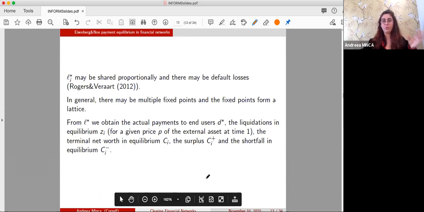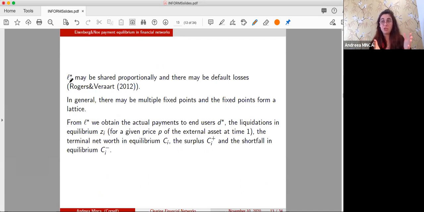So how do we share? This L_i is the total payables of bank I. How does it get shared across the debtors of bank I? Well, it can be shared proportionally, but there may also be some default losses, and there's a paper by Rogers and Veraart of 2012 that deals with default losses. In general, there may also be multiple fixed points, and it is common practice in the literature to choose the largest fixed point. In general, those fixed points form a lattice, and the largest fixed point has an economic meaning. It's like starting by first assuming that we get everything in full, and then we update what we are actually able to pay, and then because we pay less, my neighbor will pay also less, and we update until we reach a fixed point.